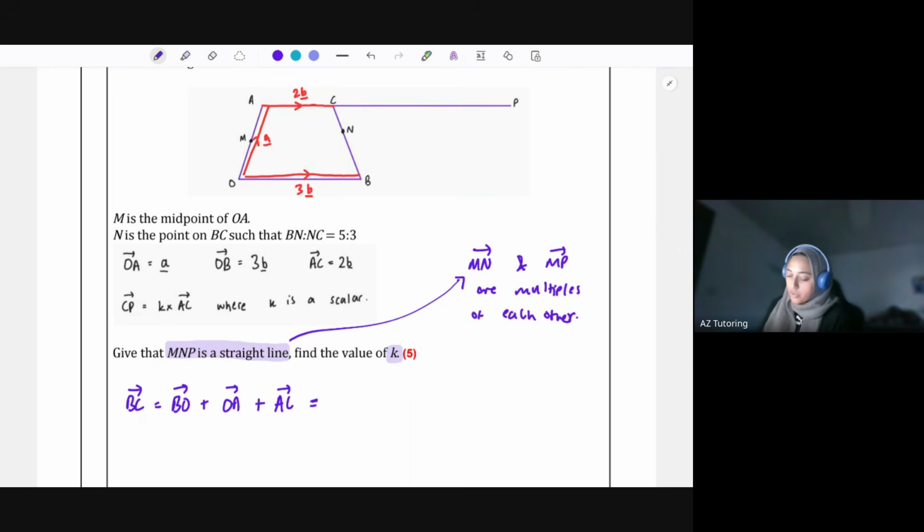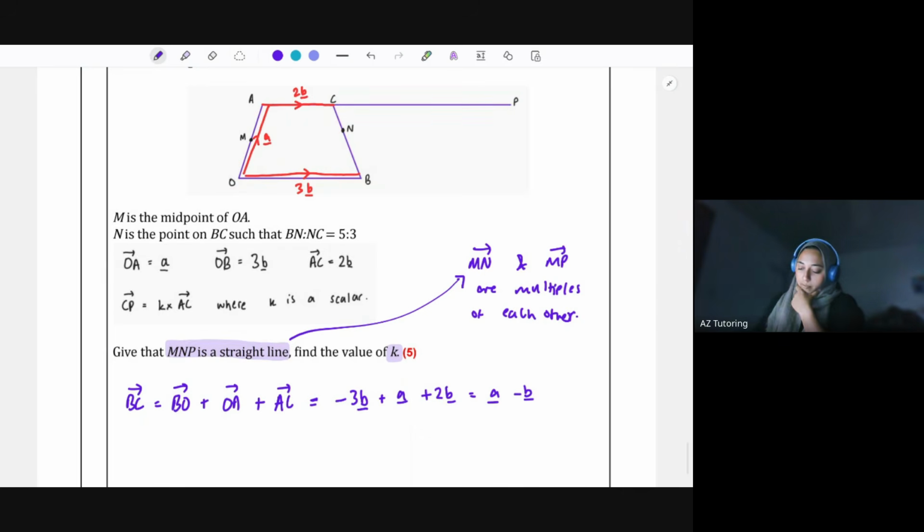So BO is the opposite direction of 3b, so it's minus 3b, plus OA, which is just a, and then plus AC, which is 2b. So simplifying that, I'm just going to keep a first because it's first in the alphabet. And then minus 3b plus 2b is just minus b. Okay, so we found BC. We know BC is a minus b. Okay, let's find B to N and figure out where these ratios come into play.